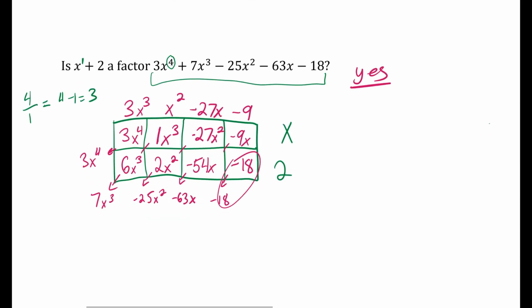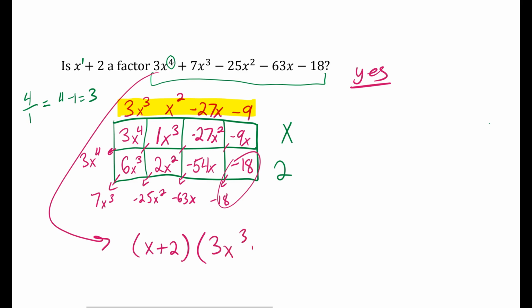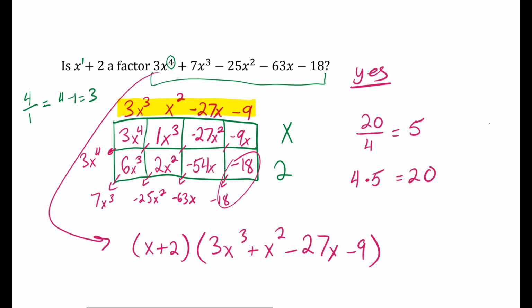As a matter of fact, we can rewrite this polynomial as x plus 2 times your quotient, which we found up here: 3x to the 3rd plus x squared minus 27x minus 9. It's like if you were taking 20 and dividing it by 4. The quotient is 5 because 4 times 5 is equal to 20.